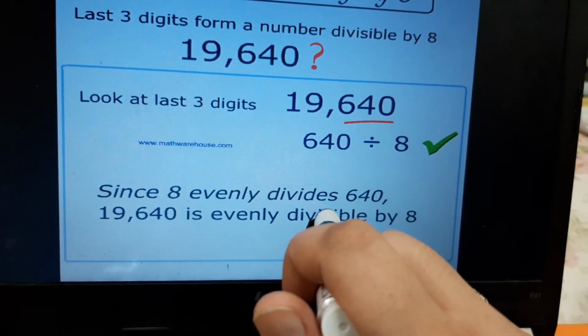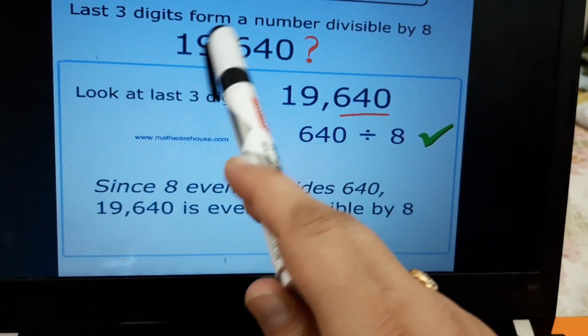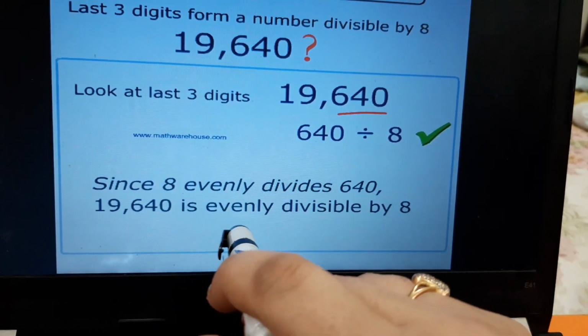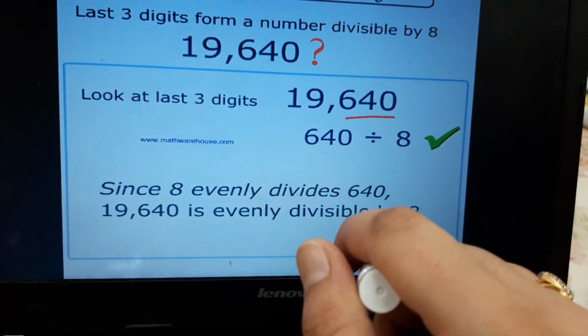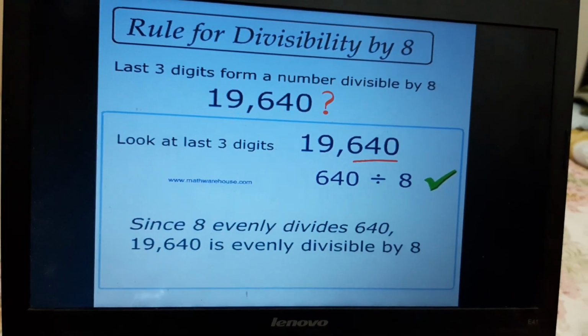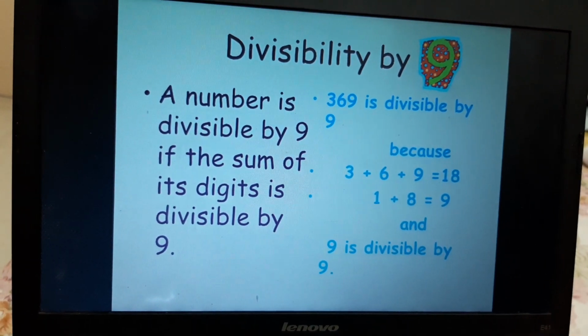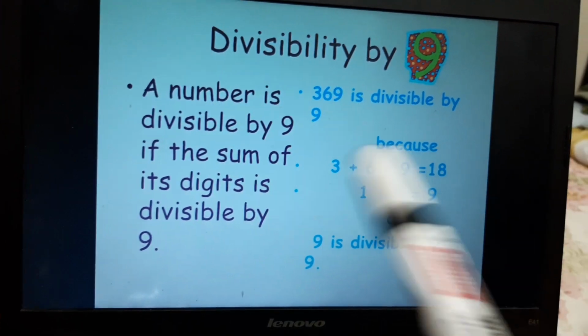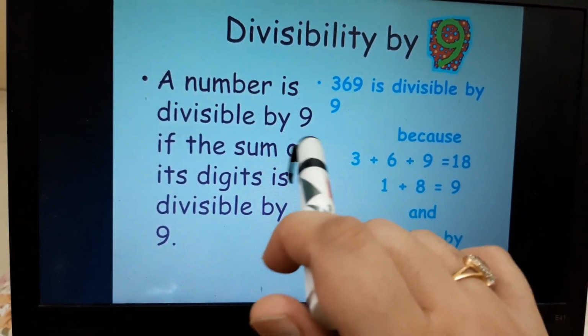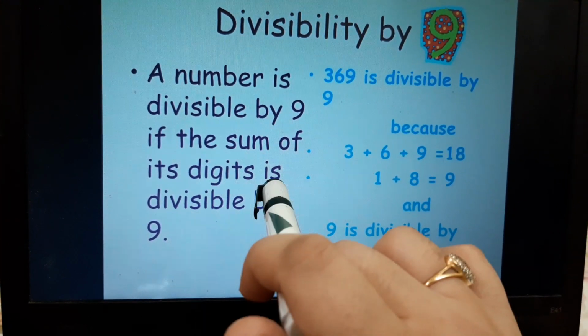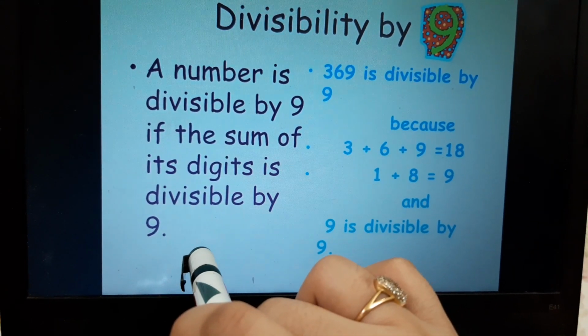Since 8 evenly divides 640, so this number 19,640 is divisible by 8. So this is the divisibility rule for 8. Next is divisibility by 9. A number is divisible by 9 if the sum of its digits is divisible by 9.